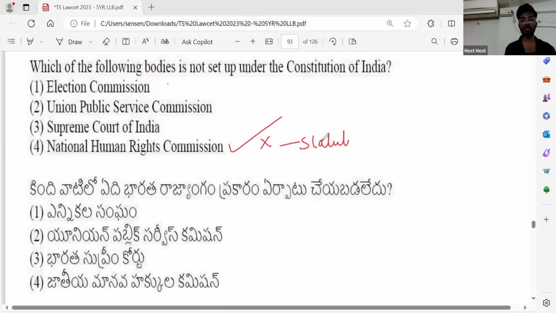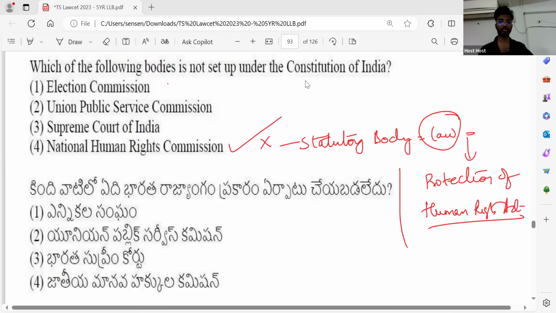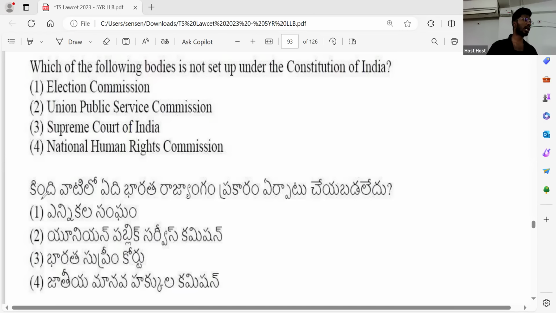What is the meaning of statutory body? Established by law. Okay. Statutory body is established by law. And it is established by which law? Protection of Human Rights Act. Okay. So this is very important. Ordinary law, very good. See, any law other than the Constitution is known as ordinary law. So if it is not mentioned in the Constitution, it is not a constitutional body. That you have to remember.